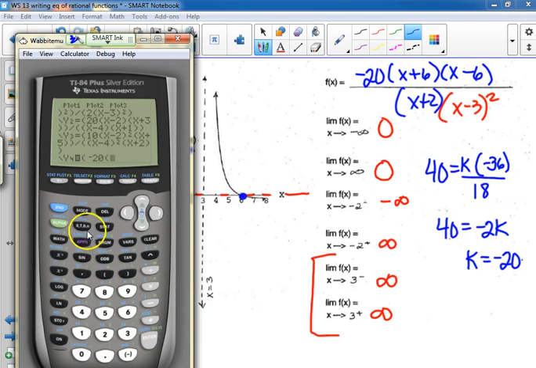-20, then what? X plus 6, x minus 6. Then what? Oh, close the top. Divided by, open the bottom, open again, x plus 2, x minus 3 squared, close the whole bottom. Okay, so I can leave it. Does that look right?